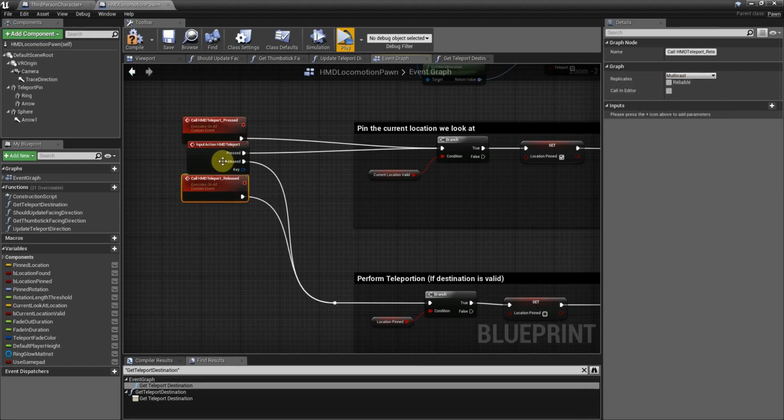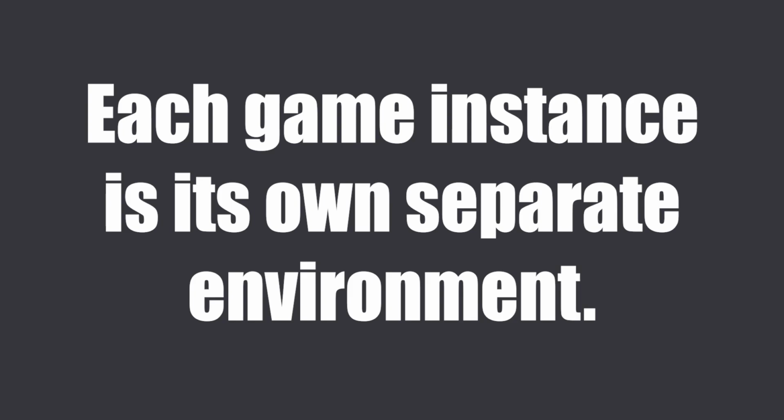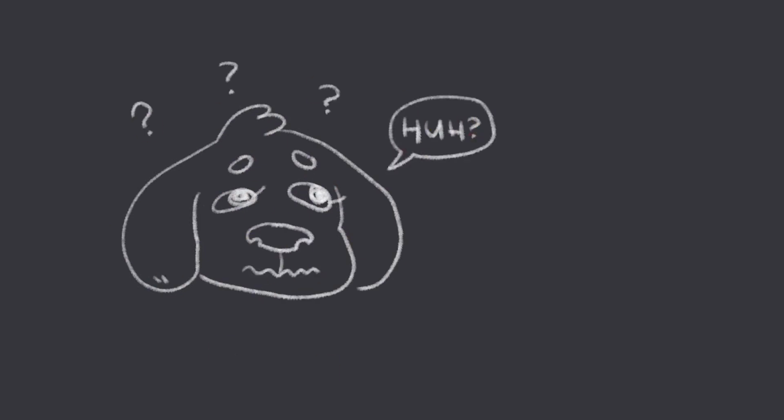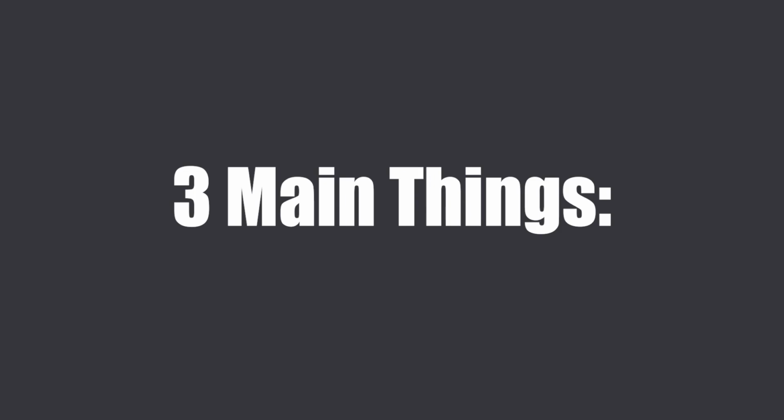So let's take a minute to talk about replication. An important thing to understand about multiplayer functionality in Unreal is that each game instance is its own separate environment, and things don't replicate by default in most cases. Replication is probably one of the most confusing concepts in UE4, but let's just try to break it down. There are three main things to remember.